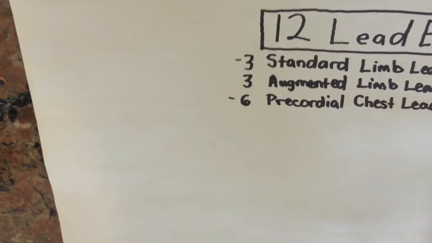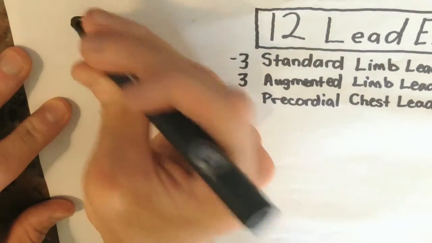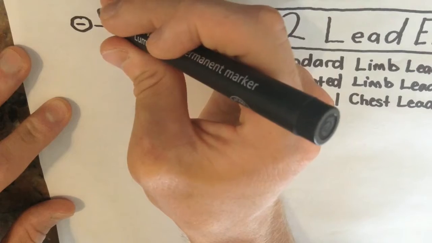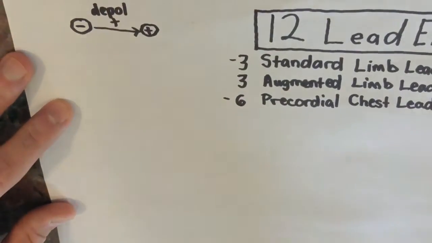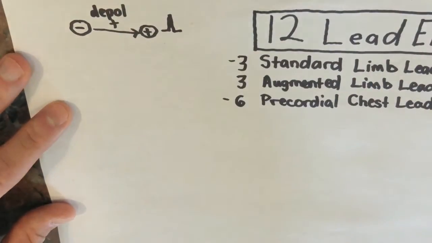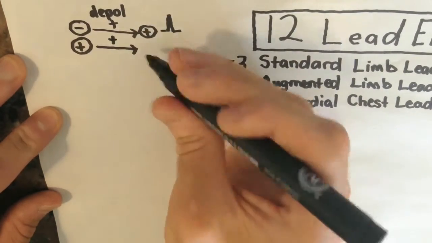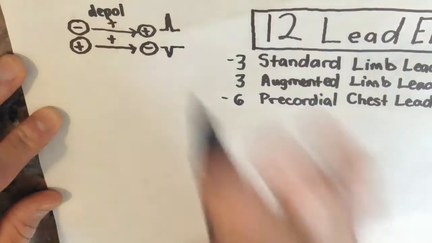So during a wave of depolarization, a positive charge will be traveling from a negative electrode to a positive electrode. This is called a positive complex and will show an upright wave. However, if the positive depolarization wave is moving from a positive to a negative, then the opposite is true and you will notice a downward or upside down wave.